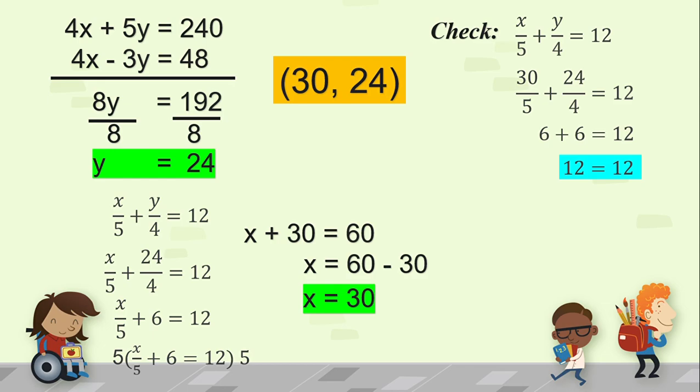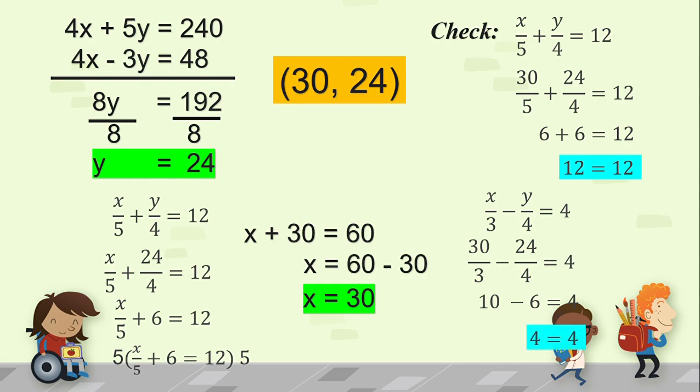Now, let's use the second equation, which is x over 3 minus y over 4 is equal to 4. Let's substitute the value of x by 30 and the value of y by 24. 30 divided by 3 is 10, and then 24 divided by 4 is 6, and then 10 minus 6 is equal to 4. So therefore, 4 is equal to 4. We prove also using the second equation that the solution (30, 24) is correct.